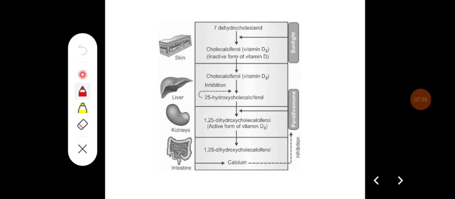So this is how metabolism of 7-dehydrocholesterol occurs. It gets converted into cholecalciferol, which is the inactive form of vitamin D3, under the sunlight, and this cholecalciferol gets converted into 25 hydroxycholecalciferol in the liver, and this gets converted into 1,25 dihydroxycholecalciferol, which is the active form of vitamin D3, in the kidney. This 1,25 dihydroxycholecalciferol increases the calcium absorption from the intestine and increases plasma calcium level. And this raised calcium level, by negative feedback mechanism, inhibits the formation of parathormone from the parathyroid glands.